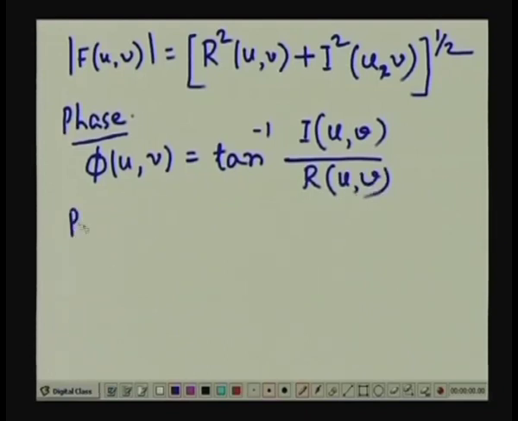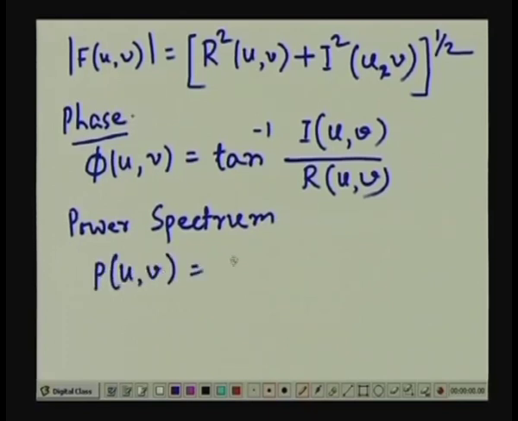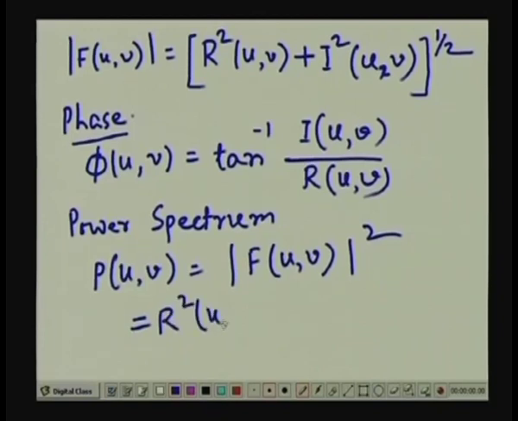and the power spectrum in the same manner we get as P(u,v), which is equal to |F(u,v)| squared, which is nothing but R squared(u,v) plus I squared(u,v). So, you find that all these quantities which we had defined in case of the single dimensional signal are also applicable in case of the two dimensional signal, that is f(x,y).